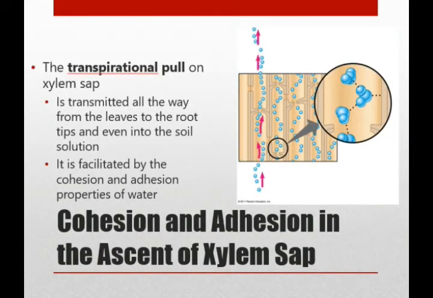The transpirational pull on xylem sap is transmitted all the way from the leaf to the root tips and even to the soil solution through cohesion and adhesion, because water molecules tend to stick to each other through hydrogen bonds and also stick to surfaces, so it actually adds to the strength.